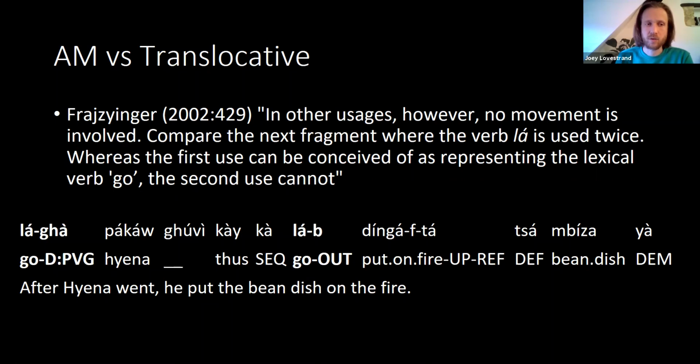Frajzyngier describes a case where the verb la, glossed go, is given in a phrase. So in the first part of this sentence, we see the hyena goes. And then what follows is, again, the verb go in this multi-verb construction, followed by the verb put on fire. And Frajzyngier's point is that, well, if you already said the hyena went in the first clause, then the repetition of the verb go in the next clause must not be saying exactly the same thing. It must have some other locational meaning and not a motion meaning.